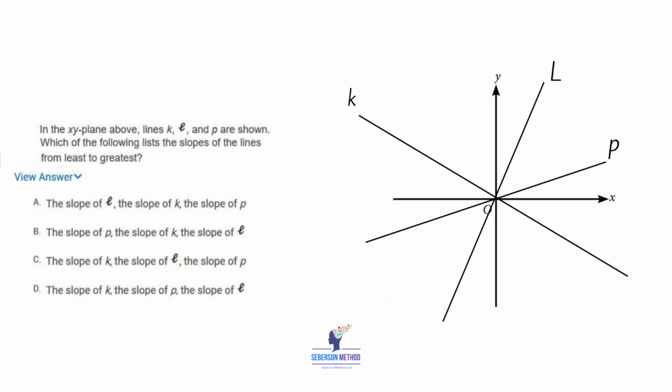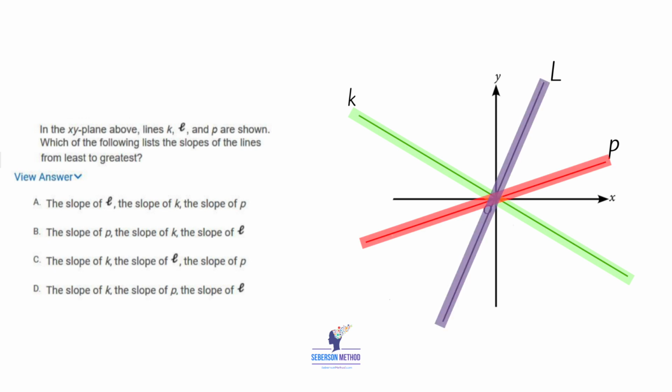Here we have a graph and we can only decipher what the slope is based on the graph. It looks like K has a negative slope, then P is a less steep line, and L is the steepest. What do they want from us? They want us to arrange the slopes from least to greatest.